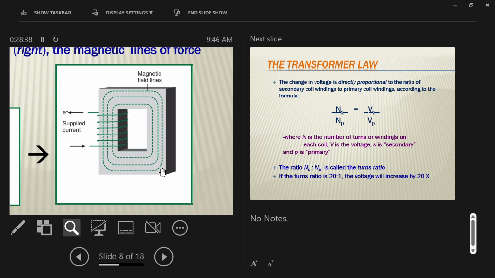If instead this side had 100 windings, 100 wrappings, and the secondary side, this side, only had 50, it would have less resistance. Now the relationship is if resistance were to go down, voltage would go down. So this side would have some voltage, some amperage, some resistance. This side would have less resistance, so less voltage. It would be a step-down transformer.